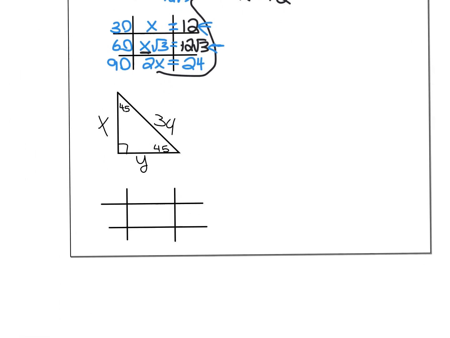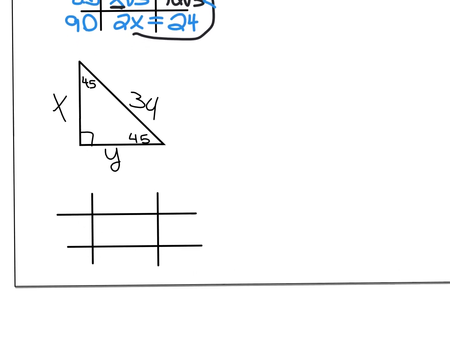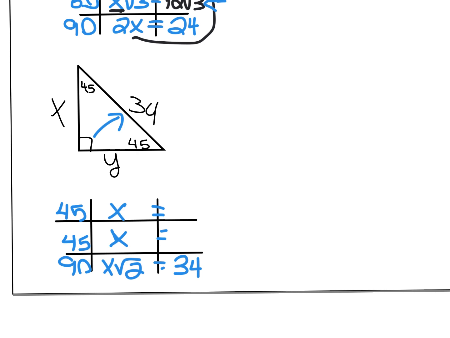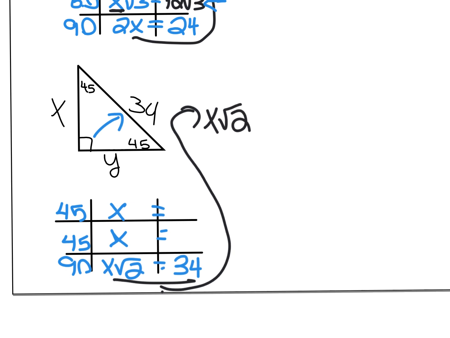All right, let's do the next one, which is our 45, 45, 90. Once again, we're putting our information in order: 45, 45, and 90. And then if you remember, we had our formulas, which were x, x, and x square root of 2. All right, here's our equation. If we look, 34 is opposite the 90-degree angle, so we put 34 here. All right, this is our equation. Let's put it up here. X square root of 2 equals 34.